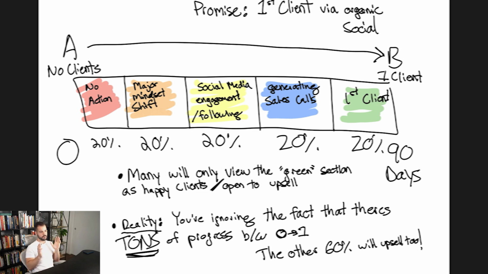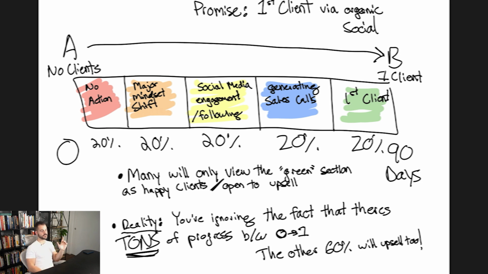So many people, let's say your front end is to get the first client and your back end is to scale to 10 clients a month, or whatever it is. Many people will only view their successful clients as that 20%, and also the only people that are open to upsell. The reality is you're ignoring all of this progress that happens in between.